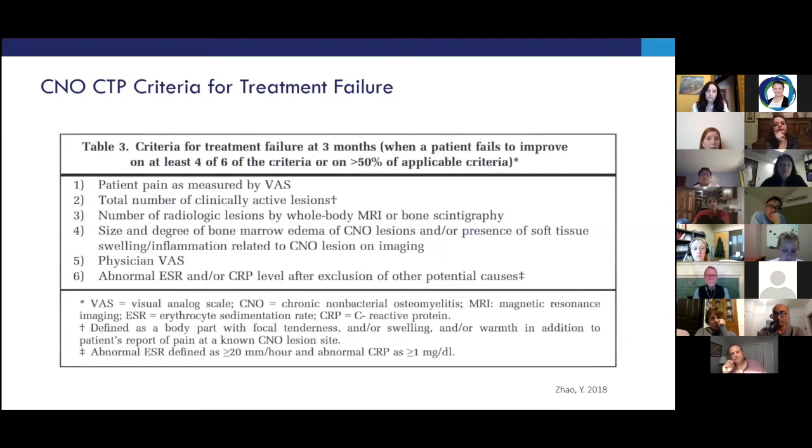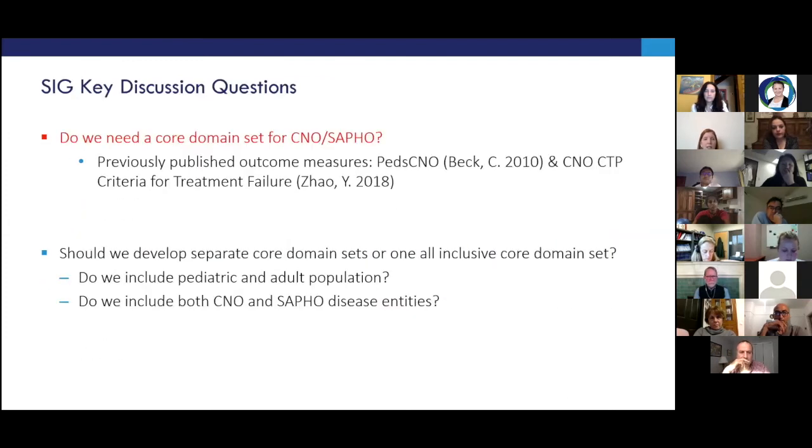And then in the CNO CTP criteria for treatment failure, this is what we had included: a pain scale on a visual analog scale, total number of active lesions, number of radiographic lesions by whole body MRI or bone scintigraphy, the size and degree of the lesions, a physician visual analog scale, and then inflammatory markers. And so, going back here, I'll stop and hear others' thoughts.